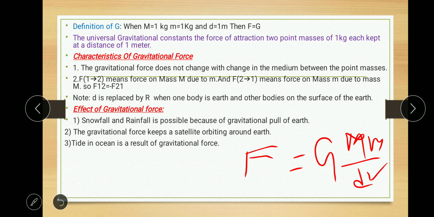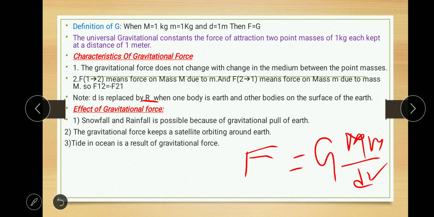One note: the distance d is replaced by capital R when one body is Earth. In the previous discussion we discussed m1 is a body, m2 is a body, and the distance was measured by d. But when one body is Earth and the other body is any object, the distance will be R. R means the radius of the Earth. So that is defined by R. Clear? Everything is on the surface of the Earth, so the distance should be the radius of the Earth.